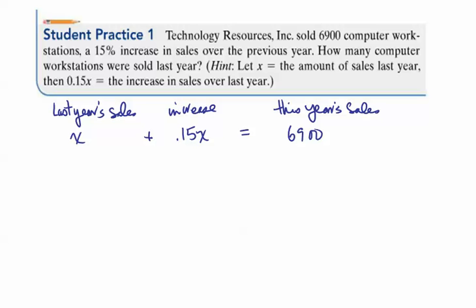So the only thing that we have to do here is to add the like terms, x plus 0.15x. Remember, you can always think of a 1 in front of the x, and that's like adding 1.15x. So 1.15x is equal to 6,900. Dividing by 1.15 on both sides, we end up with x being 6,000.